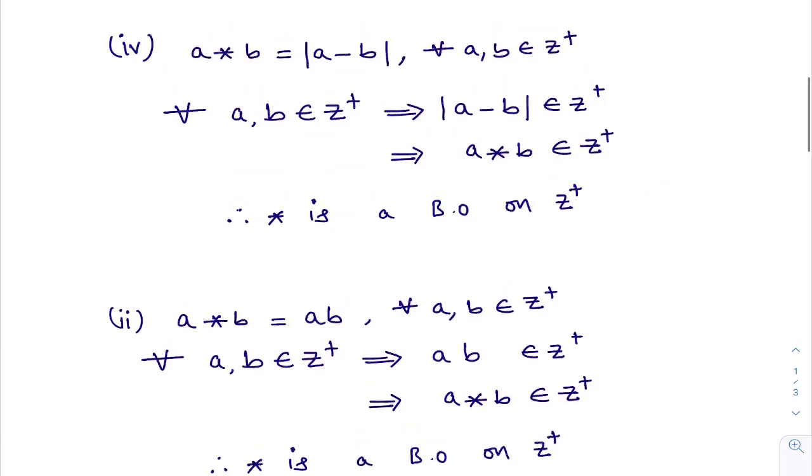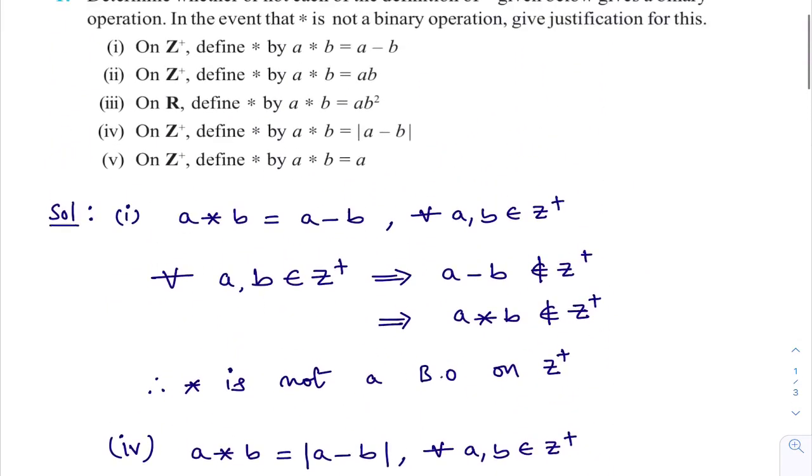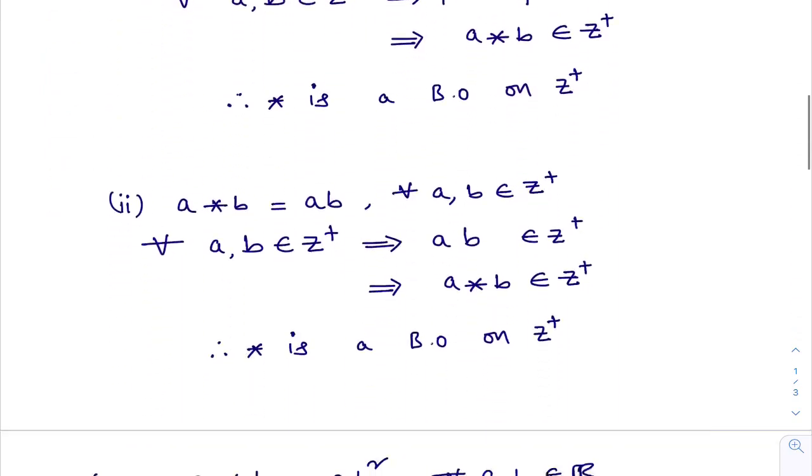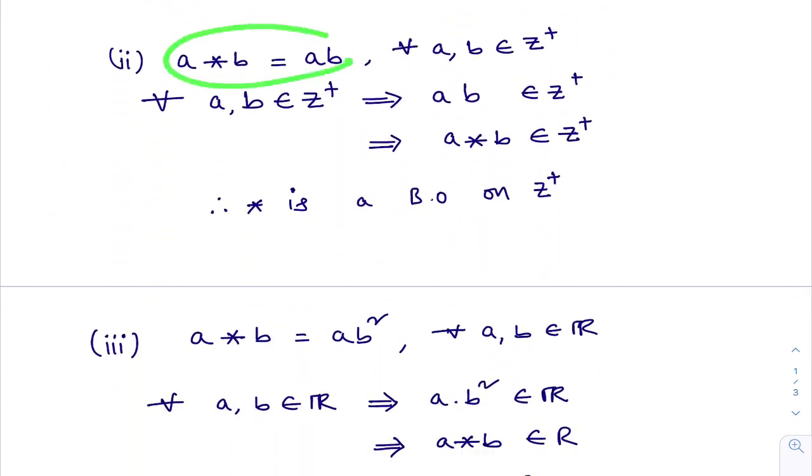Now you see the second bit. What is the second bit? This is also again on Z plus only. a star b is defined as ab. Second bit you see, a star b equal to ab.